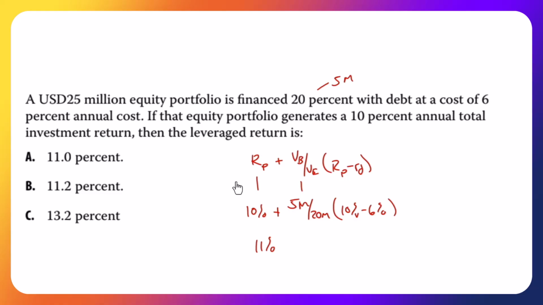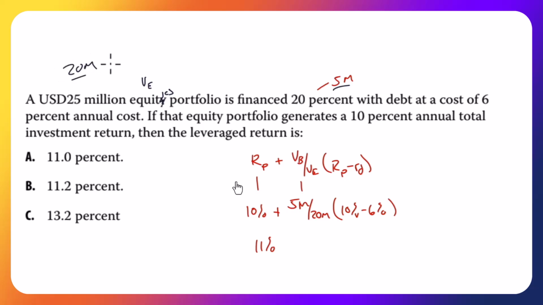A $25 million equity portfolio, and we can be confused here. If it says equity, we're thinking, well, is that VE? It should say equities, an equities portfolio, so that there's no confusion as to what we're referring to when we say equity. It's not the equity that we have in the portfolio. It's a portfolio of equities. $25 million portfolio of equities is financed 20% with debt at a cost of 6% annual cost. So 20% is $5 million, which means we have $20 million in.